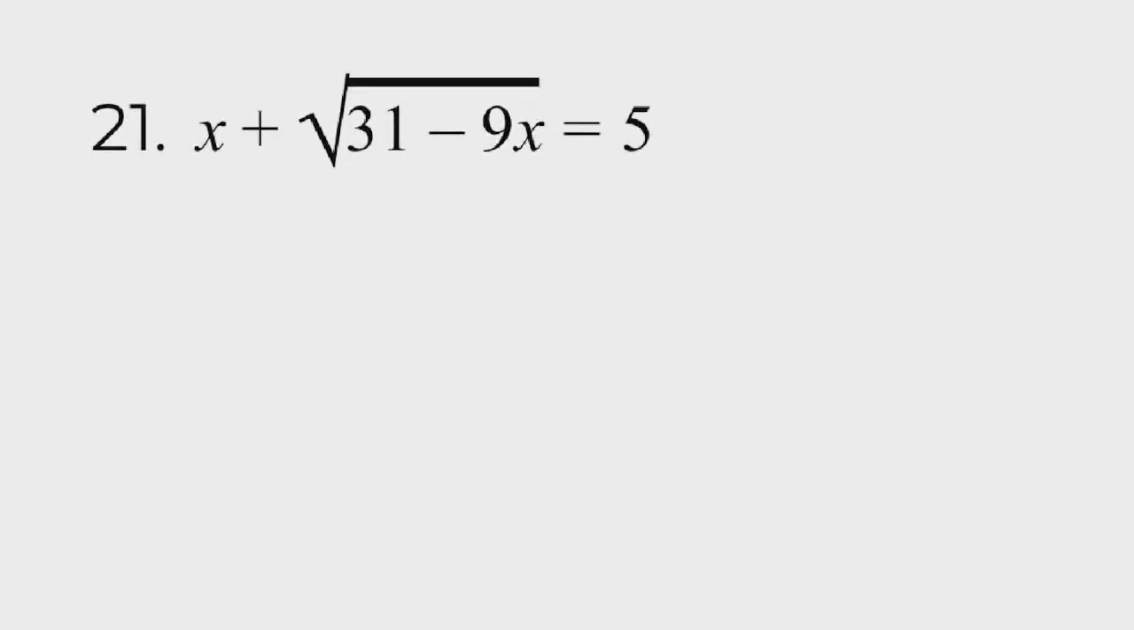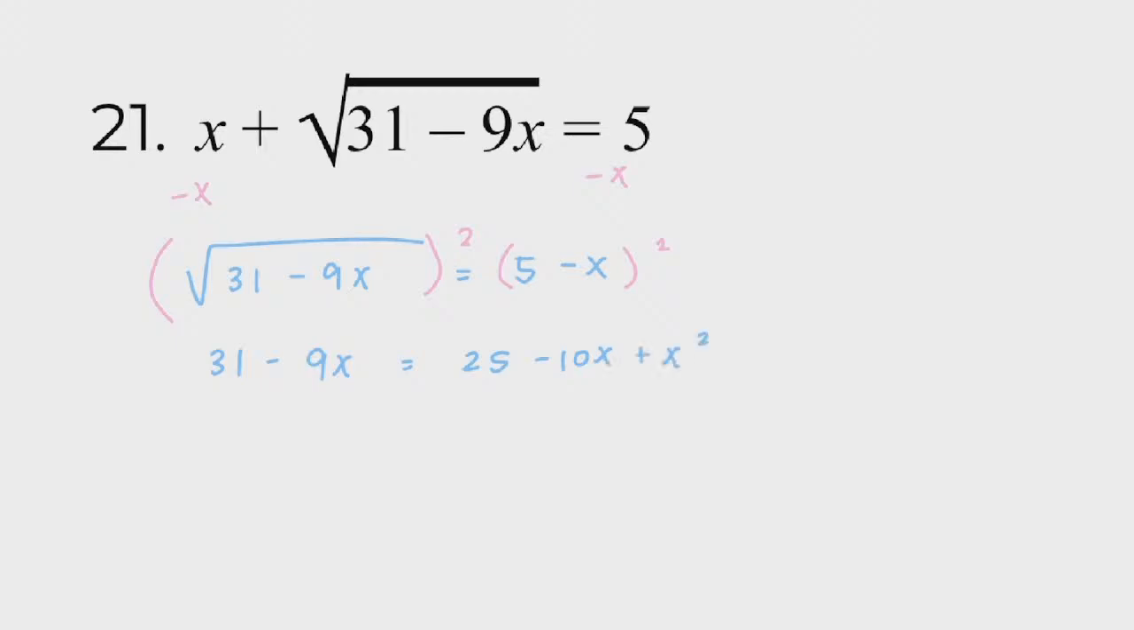Next, we have x plus the square root of 31 minus 9x equals 5. So we want to isolate the radical, so we're going to subtract x on both sides. So we have square root of 31 minus 9x equals 5 minus x. You could also write it as negative x plus 5 if you want. Okay, so we have a square root, and to get rid of it, we're going to square both sides. So we get 31 minus 9x equals 25 minus 10x plus x squared. So that's using the perfect square trinomial.